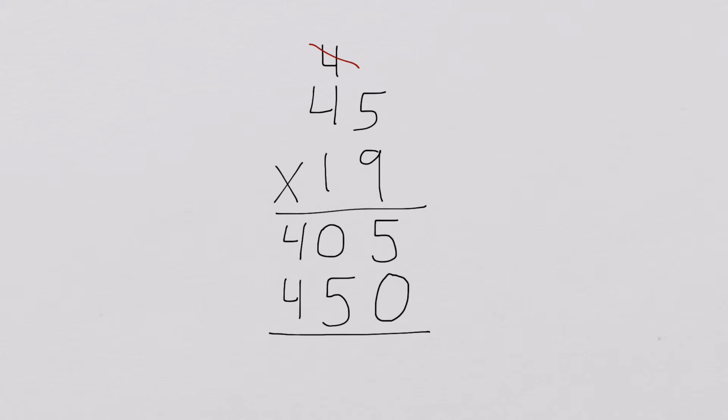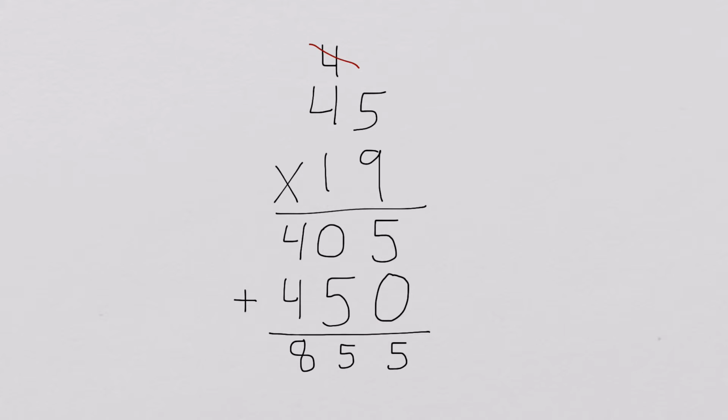Now that we have our two partial products, adding them together will give us the full product. 5 plus 0 is 5, 0 plus 5 is 5, and 4 plus 4 is 8. So 45 times 19 ends up being 855.